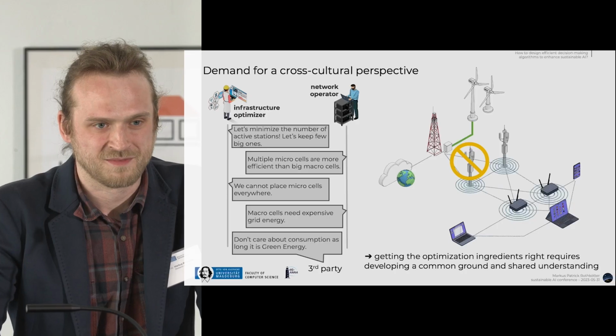Having the option of a cable car is not really sustainable at all if we consider the impact on the environment. So having the perspective of sustainability simply was missing in that optimization problem. So we as developers have to make sure that we incorporate that perspective.